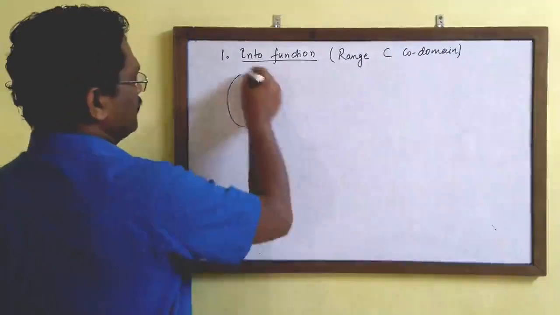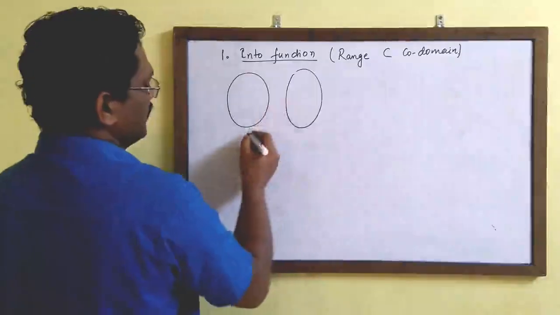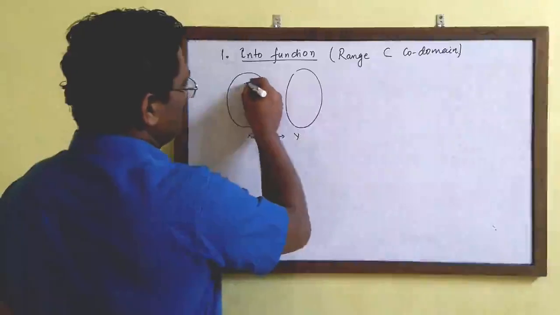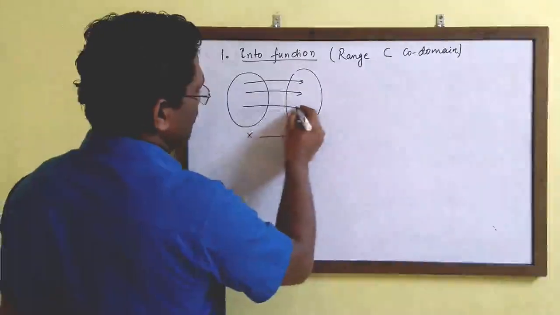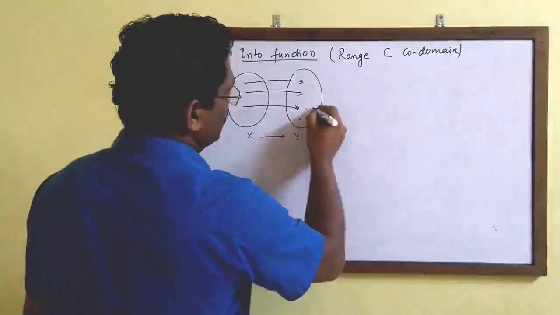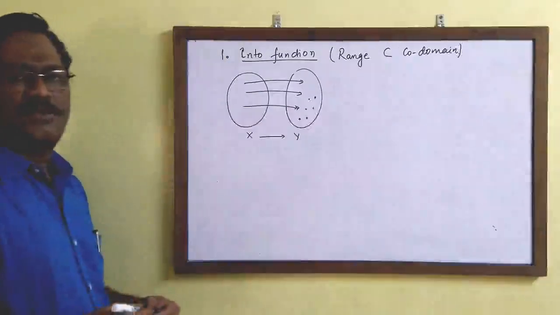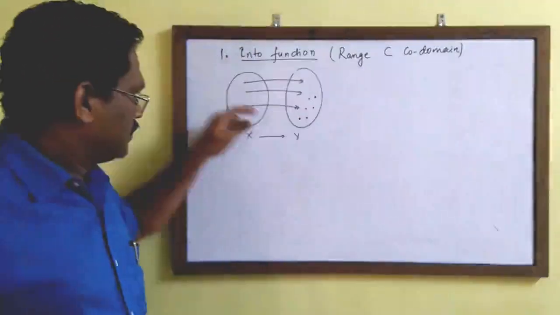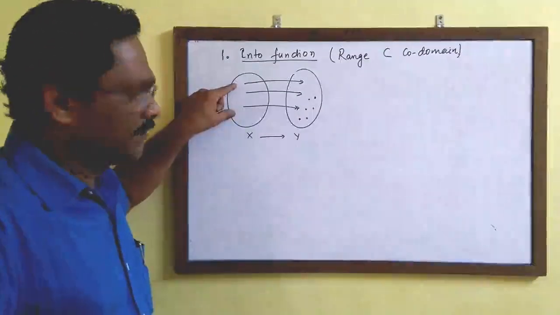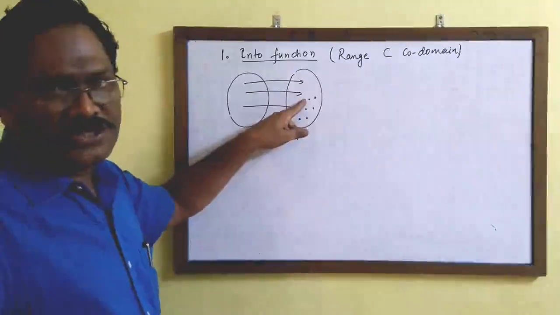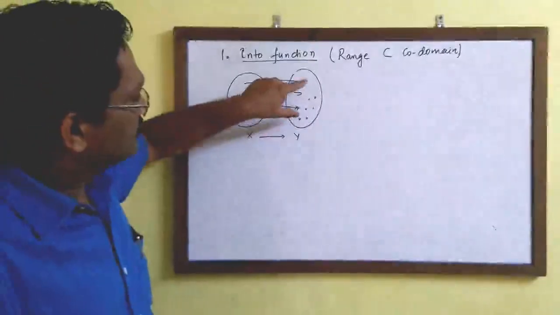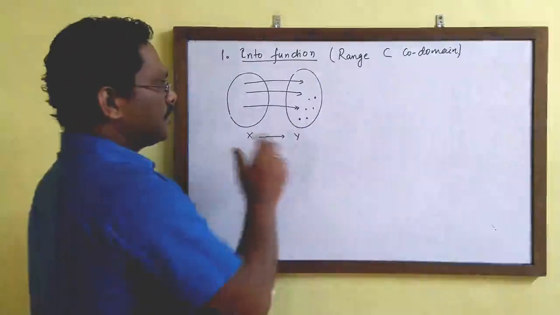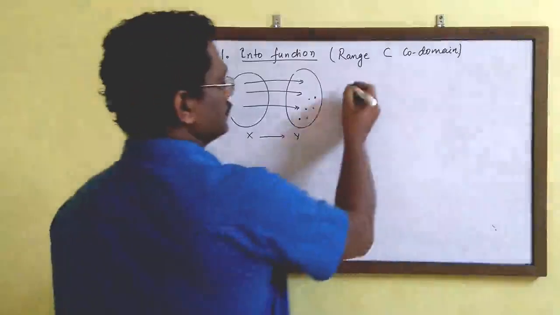Now some common examples I'll take, but first let's see what kind of look it gives you in mapping. See, if I create a mapping like this, there are a lot of elements which are left out. That means I did not get these elements as output. On the left side you cannot have any vacant element, but on the right side you can. So these are the elements which I got as output, but these ones I did not. So this kind of mapping should be visible in an into function.